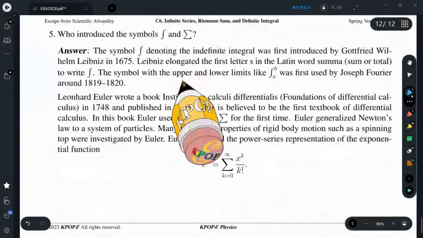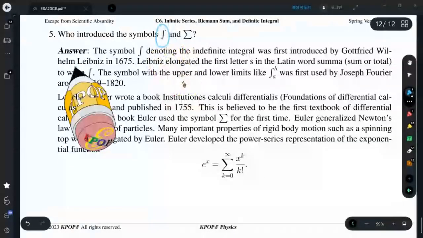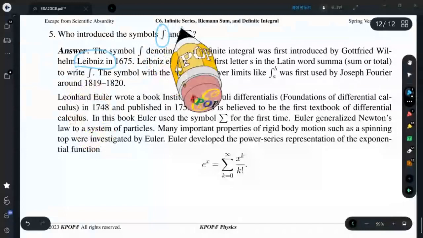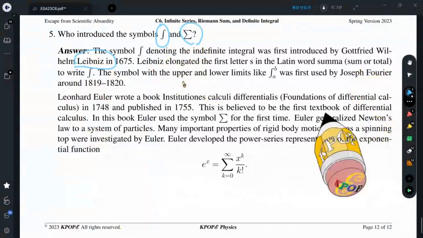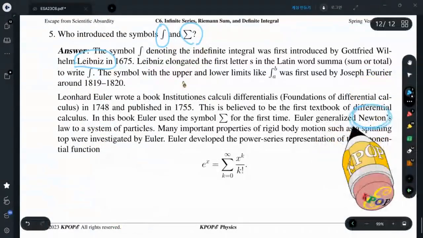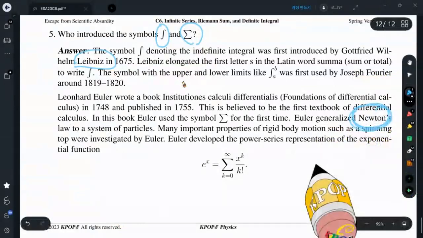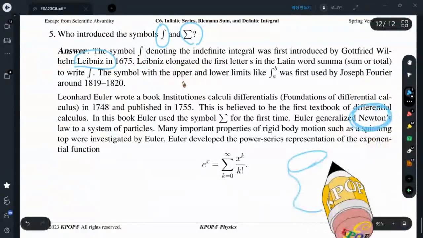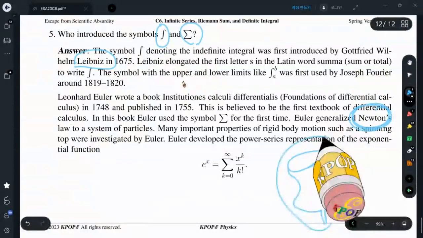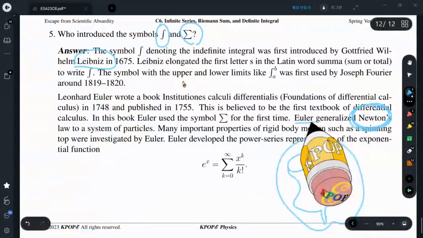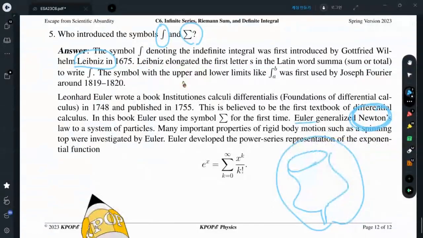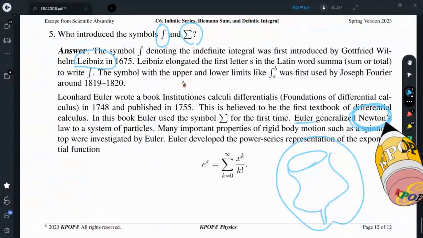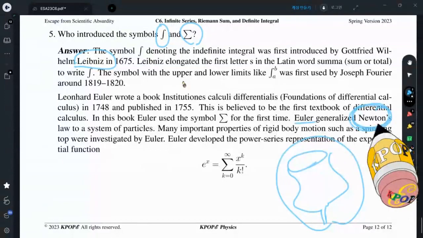Who introduced this? Leibniz. Who introduced sigma? Who is he? Find out. He's the person who generalized this idea of Newton, applicable to a rigid body, for example a spinning top. That kind of rotation problem was solved by Euler. And then Euler's idea was passed to Lagrange, and the Euler-Lagrange equation is the most general form of Newton's law of motion. That's it for today.